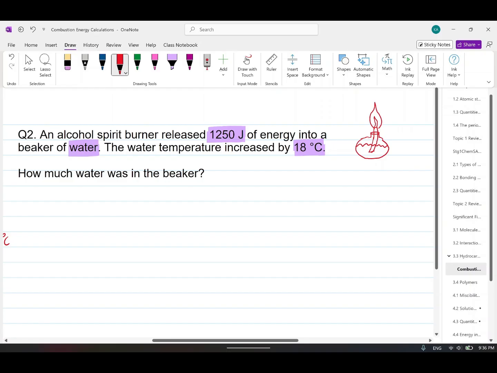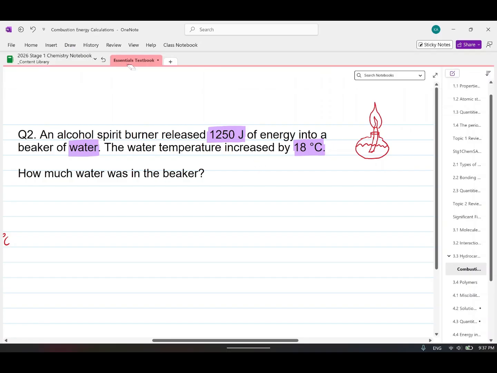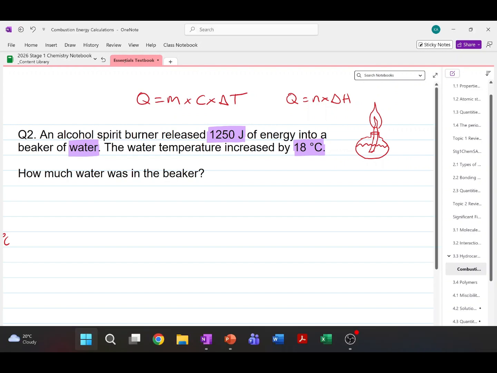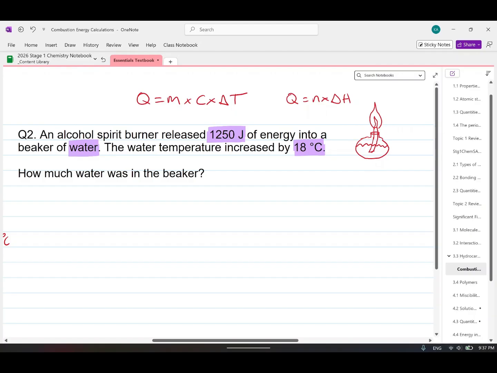So we need to identify first of all which quantity we're after. I'll quickly write it at the top here again: Q equals M times C times delta T, and Q equals N times delta H. If you're ever wondering which equation you need to use, have a look at which quantity you're trying to find out and which values you're given. In this case, if we're looking for how much water was in the beaker, we're looking at our mass. We're working with temperature changes as well, which is another vote for this equation. We have no information about delta H.